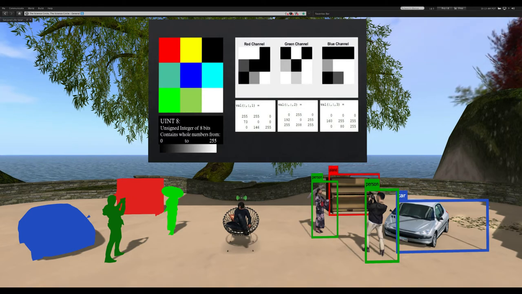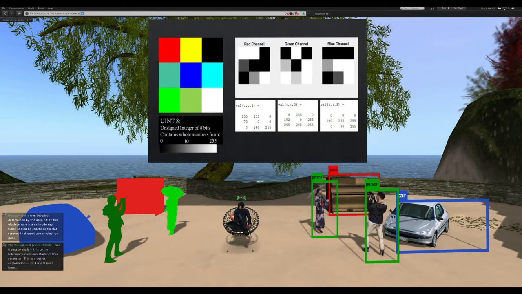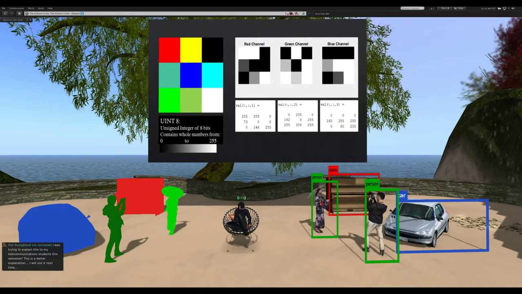So what's UINT8 then? That was the last descriptor for the image. It refers to an 8-bit integer, and it contains numbers from 0 to 255. That's essentially a scale for brightness. 0 is black, the absence of color, and 255 can be totally white. So if it's pure red, then that would be 255 in red.